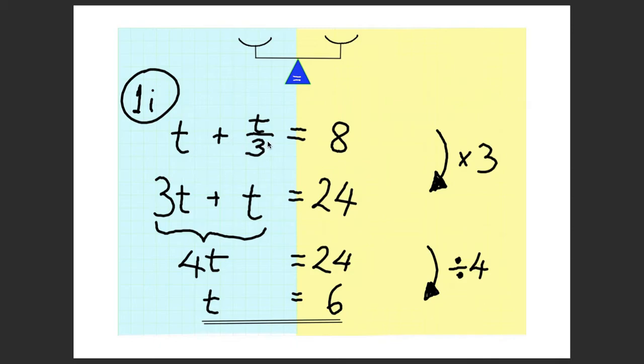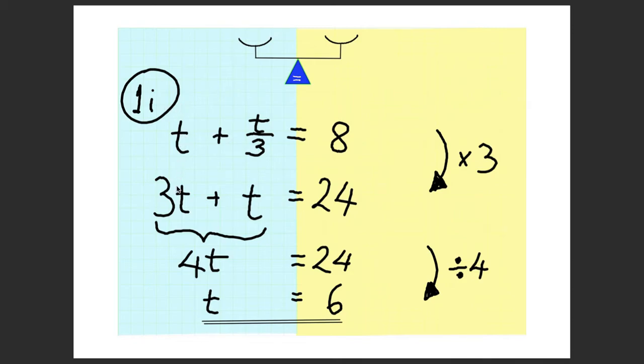t plus t over 3 equals 8. So I want to get rid of that fraction. So I'm going to multiply everything by 3 to get rid of the fraction, and then instead of having t over 3, I'm going to have a whole big fat hairy t. But then I need to multiply everything else by 3 to maintain the balance.